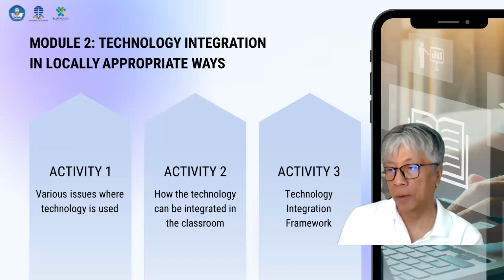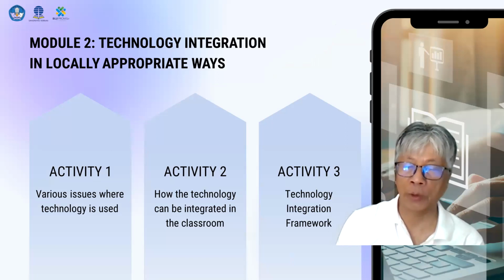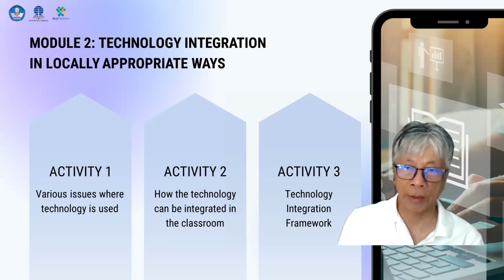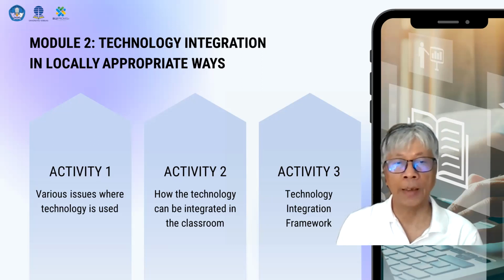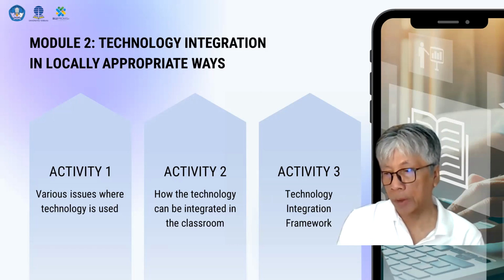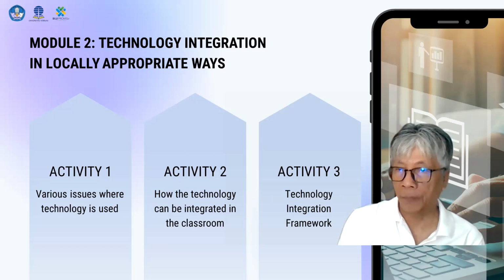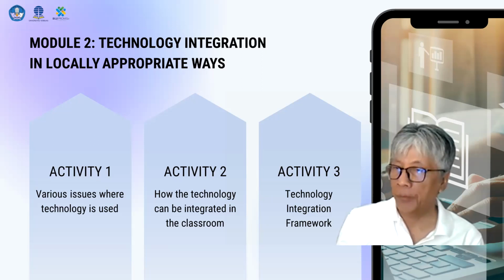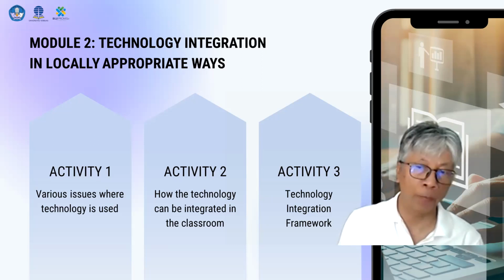In activity 1, various issues where technology is used in rural areas and metropolitan cities are going to be discussed, in sophisticated schools and also schools which have limited internet access. We're going to discuss that in activity 1. Activity 2, we're going to talk about how technology can be integrated into the classroom, starting from very basic theory, then moving on to practical tips. Activity 3, we're going to talk about the technology integration framework.